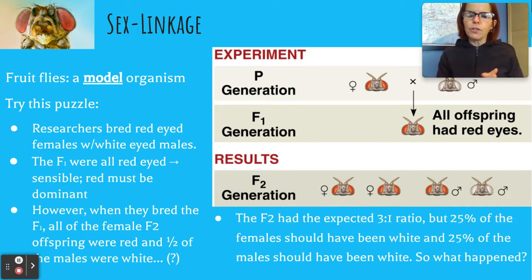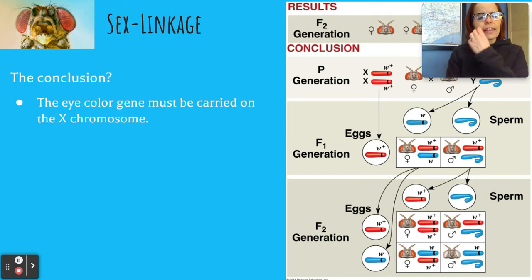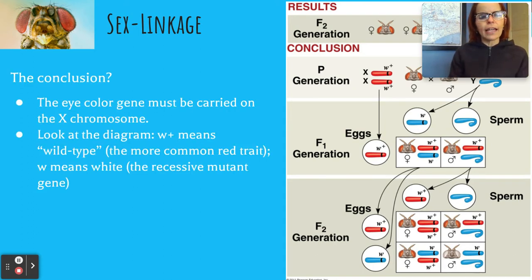It says the F2 had the expected 3-to-1 ratio, but 25% of the females should have been white and 25% of the males should have been white. So what actually happened? Well, based on the name of this little section, my guess is you can figure this out. Okay, so what's the conclusion? The eye color gene must be carried on the X chromosome.